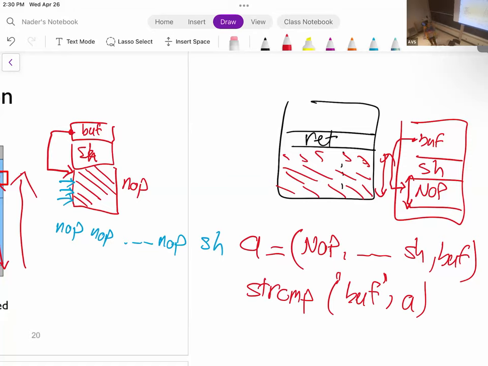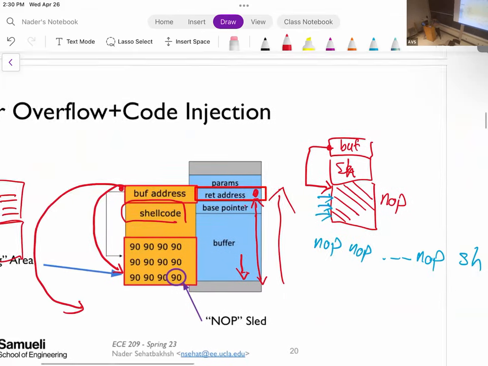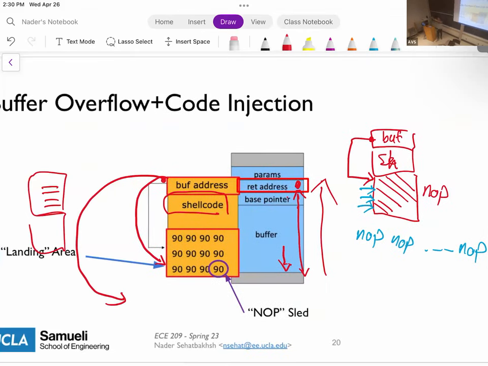Towards the left of the board, it says no slot sled. What does that mean? This is the area where I have no-op operations, we usually call it a NOP sled. Okay. Yeah. And then this 909090, this is for x86. This is just the opcode for the NOP. Okay.